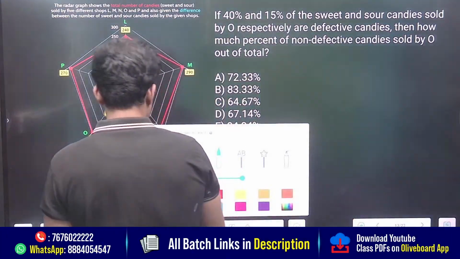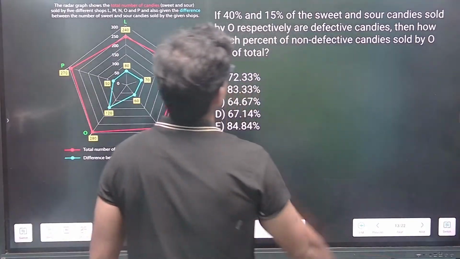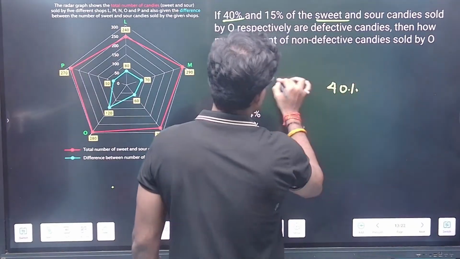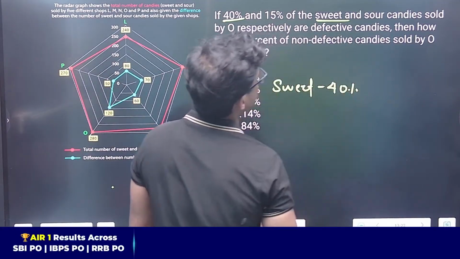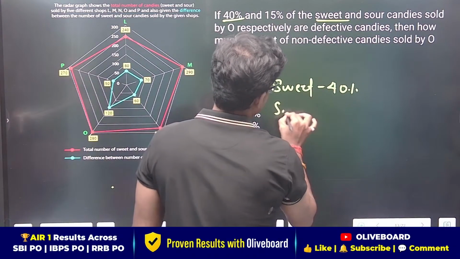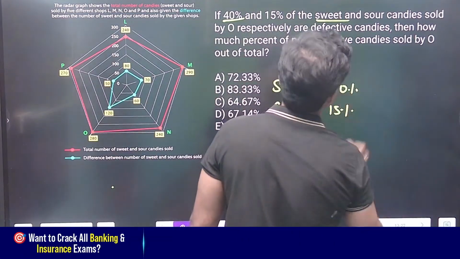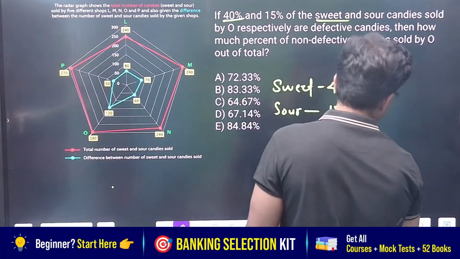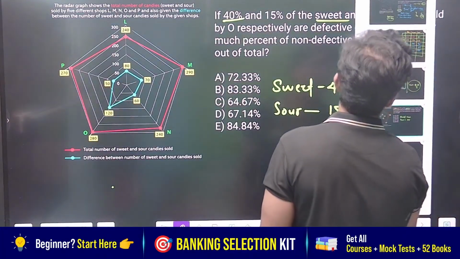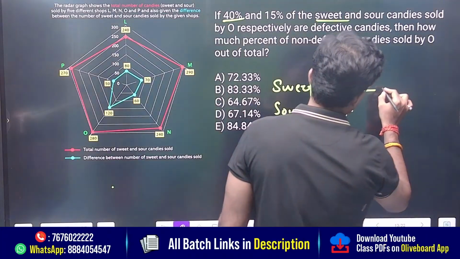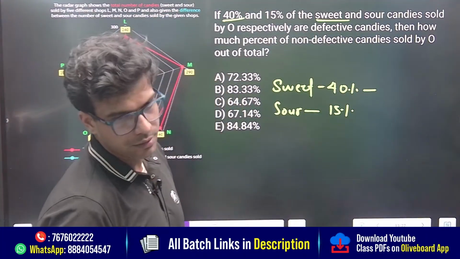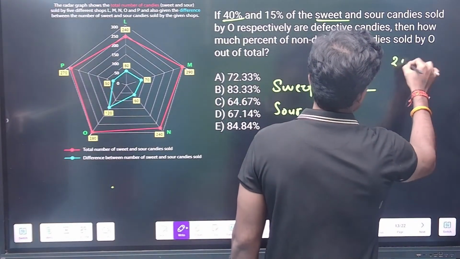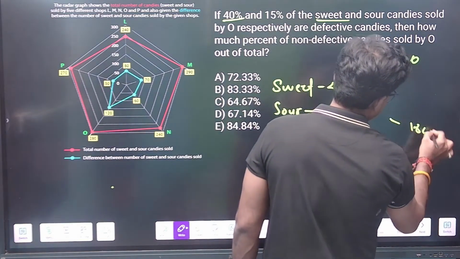Let me do it. I hope you guys are not getting it. 40% is for the suite, 15% sold by O. We have O. Let's come to O. 200 and 180. 40% is basically 200 and this is basically 180.